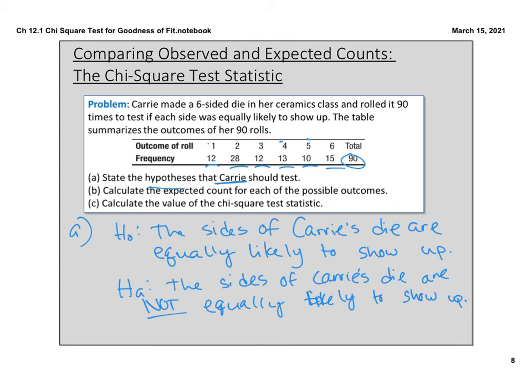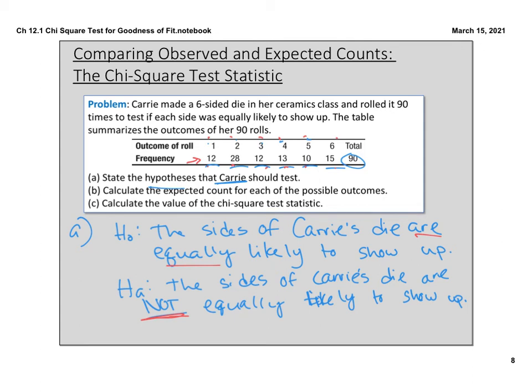You can see that there's not a whole lot of change between the two. The null says that the die are, so they should be equally likely. You should get around the same, if not exactly the same result for each outcome, the outcomes 1 through 6. Then the alternative is that they are not. Now, you can take a look at the results, 12, 28, 12, 13, 10, 15. You can very clearly see that those are not the same. Okay, you don't get an equal number of rolls for each outcome.